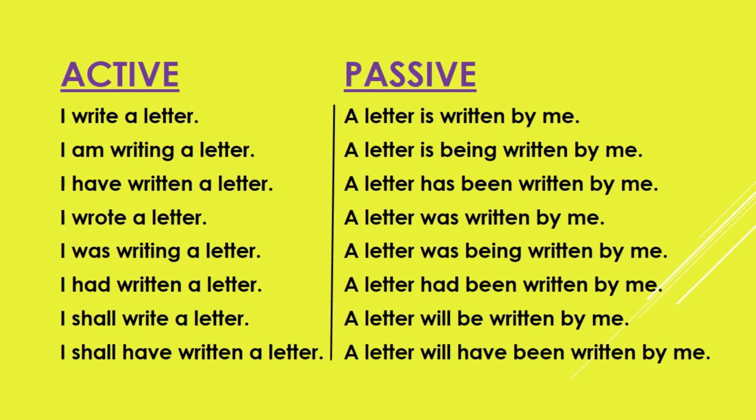And finally, in case of future perfect tense, it is I shall have written a letter in the active voice, which has become a letter will have been written by me in the passive voice. So here we have got a clear idea about how a sentence in the active voice is transformed into passive voice. We have many more things to understand in voice change. We have discussed only the basic things.